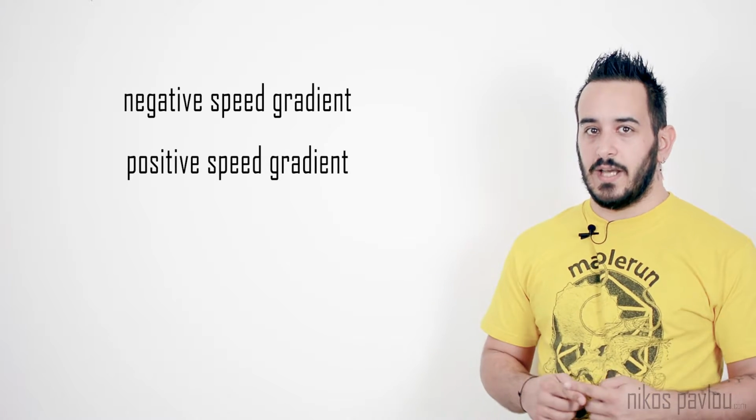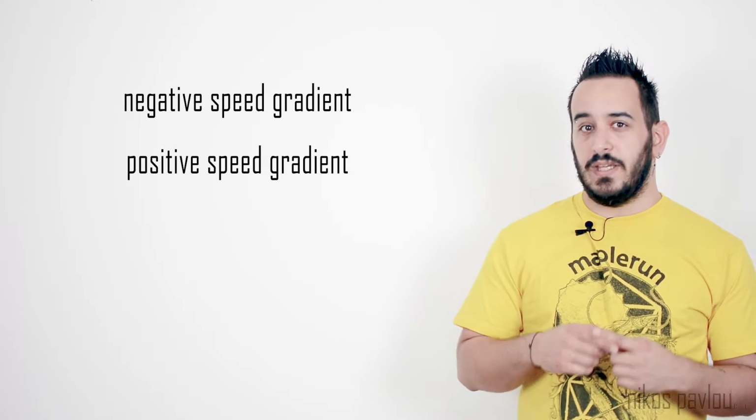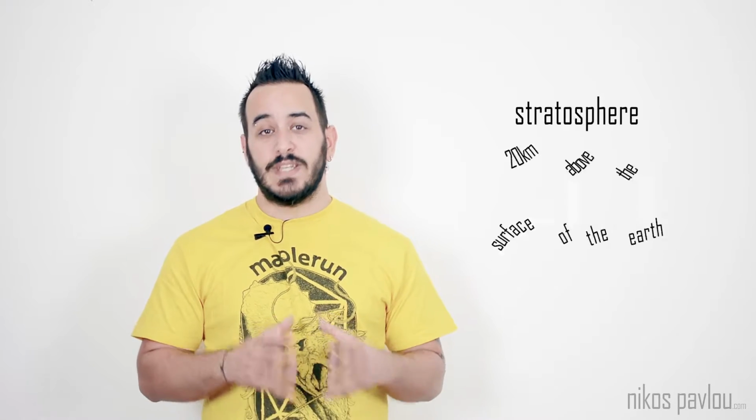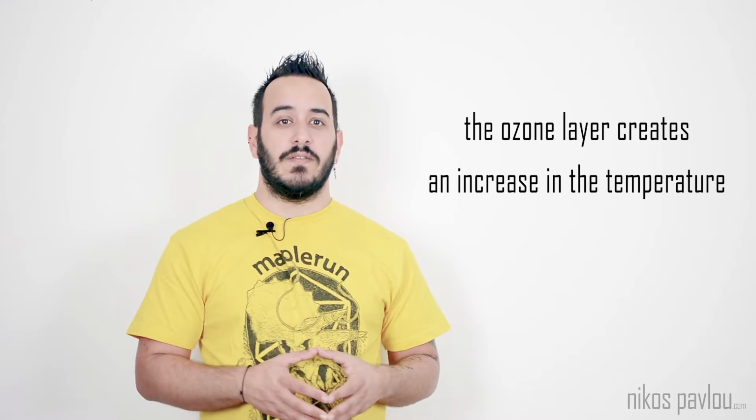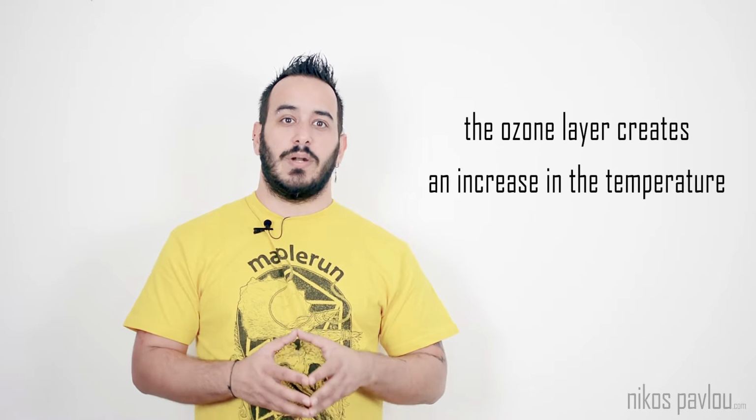This can also be called the negative speed gradient, and the opposite effect is called positive speed gradient. However, where do we meet the positive speed gradient? It might sound weird, but the positive speed gradient effect is observed in the stratosphere, which is 20 kilometers above the surface of the Earth. That's due to the ozone layer that creates an increase in the temperature.